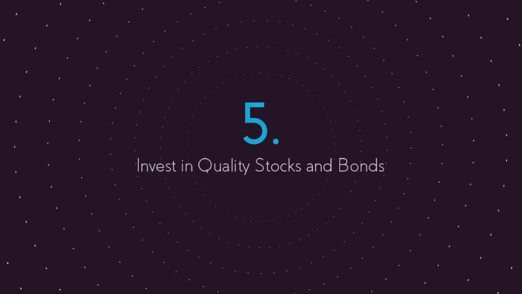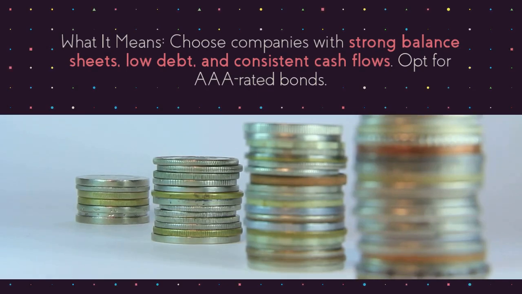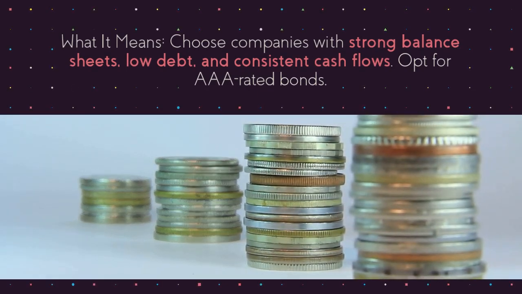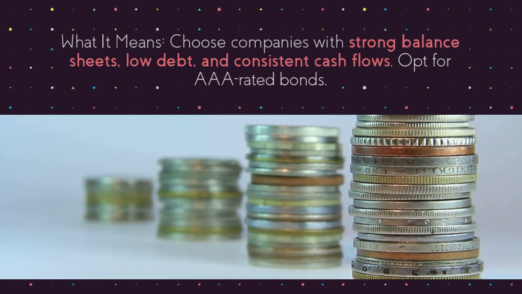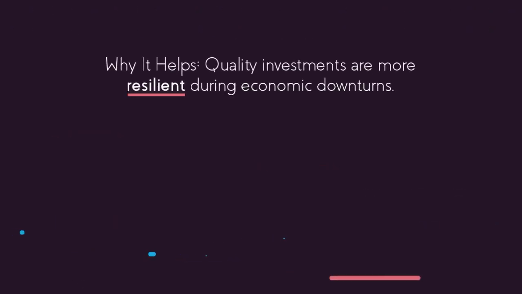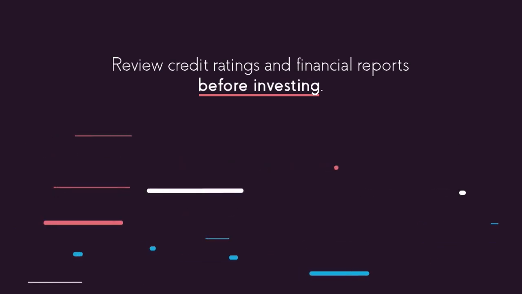5. Invest in quality stocks and bonds. What it means. Choose companies with strong balance sheets, low debt, and consistent cash flows. Opt for AA-rated bonds. Why it helps. Quality investments are more resilient during economic downturns. Actionable tip. Review credit ratings and financial reports before investing.